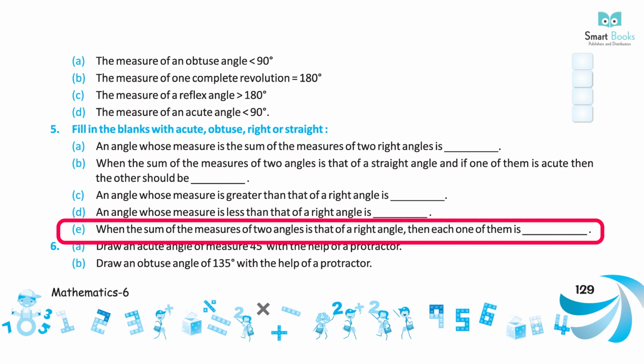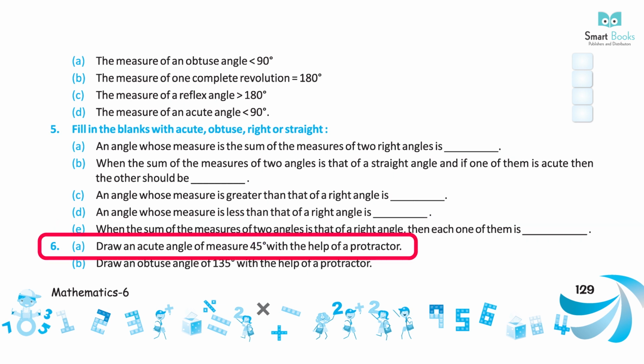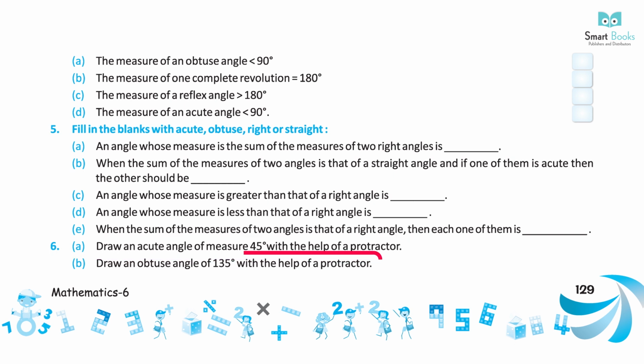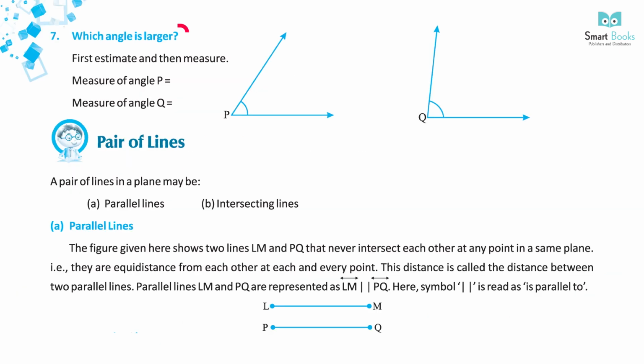Question 6. A. Draw an acute angle of measure 45 degrees with the help of a protractor. B. Draw an obtuse angle of 135 degrees with the help of a protractor. Question 7. Which angle is larger? First, estimate and then measure. Measure of angle P is equal to 55 degrees. Measure of angle Q is equal to 65 degrees.